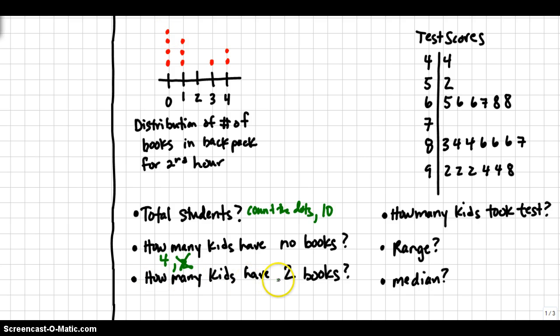Then how many kids have only 2 books in their backpack? We look at the 2, there are no dots above it, so we'd say none. None of the kids said I have 2 books in my backpack. They all said I have none, 1, 3, or 4.